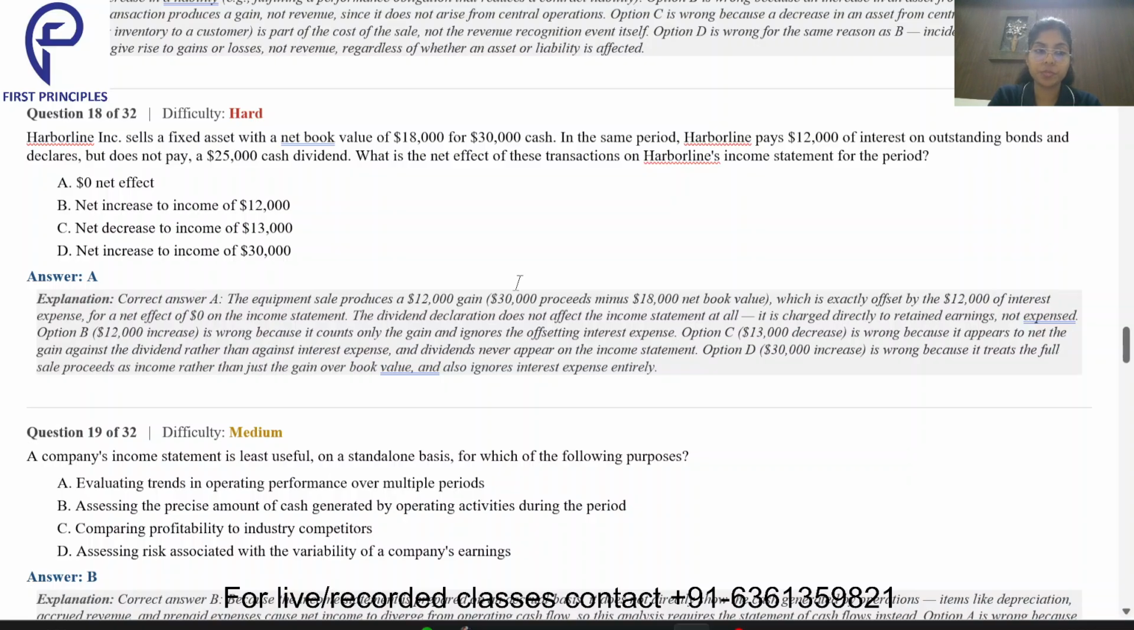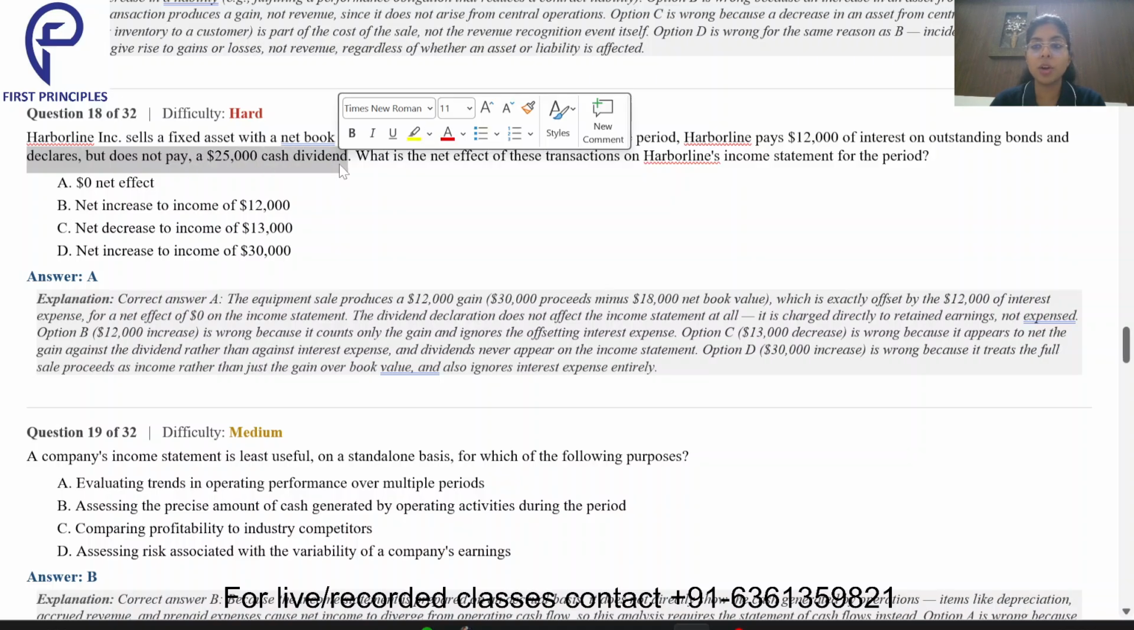Question number 18. Harbourline Incorporation sells a fixed asset with a net book value of 18,000 for 30,000 cash. That means there was an asset whose book value was 18,000, but I sold it for 30,000. That means I sold it at a 12,000 profit. Then in the same period, we paid an outstanding bond interest of 12,000. So 12,000 was the interest on the bond, and there is going to be a dividend of 25,000 which we did not pay yet, but it was declared.